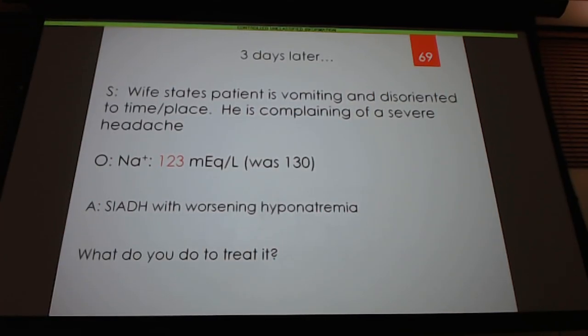So we have SIADH with worsening hyponatremia. He's starting to not look so great. He has neurologic symptoms. How do we treat him? Yes, hypertonic saline, slow or fast? Slow, which is normal. Slow is nice and safe. Yeah, thank you. So yeah, slow.